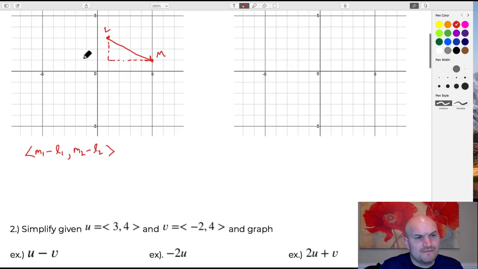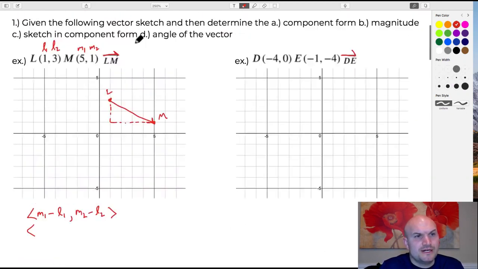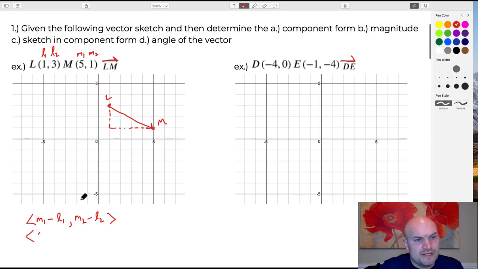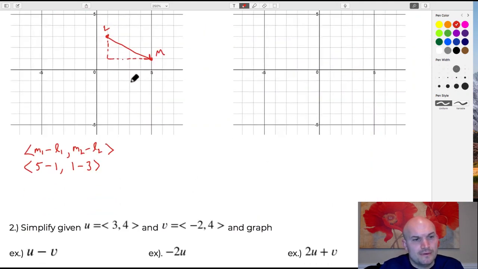And that's basically going to give you your component form. So for this one, I kind of drafted that up. Let's go ahead and see here. M1 in this case is going to be 5 minus 1. And then M2 is 1 minus 3. Okay, so therefore we can simplify this into 4 comma negative 2. So now when we go ahead and graph this, it's very interesting to see. The initial point of component form starts at the origin, which is 0, 0. And then that goes over 4, 1, 2, 3, 4, and then down 2.